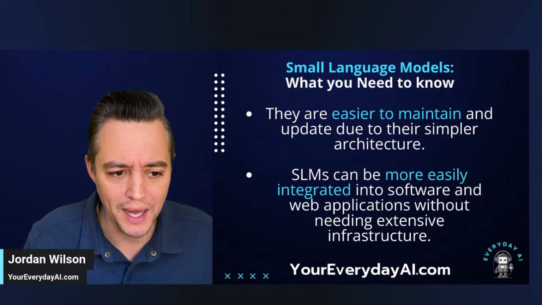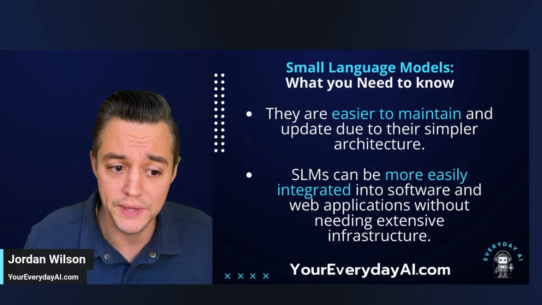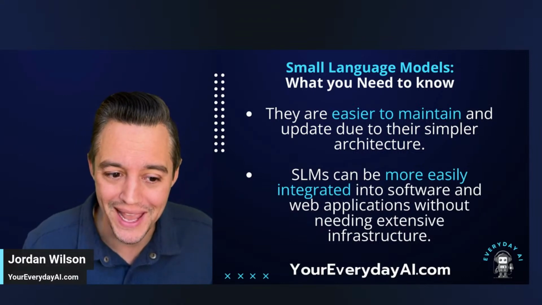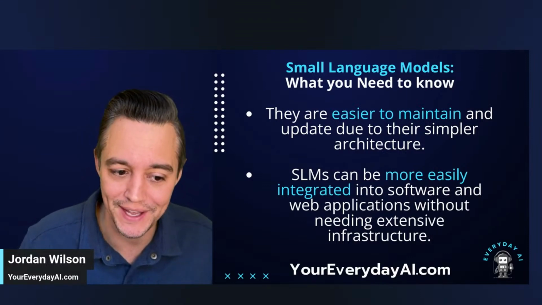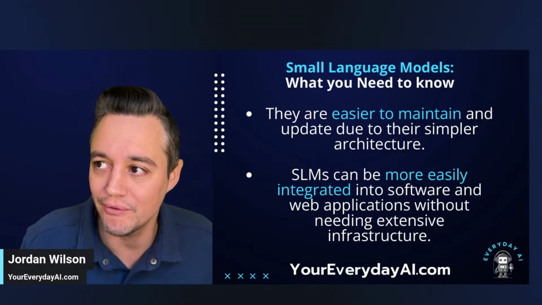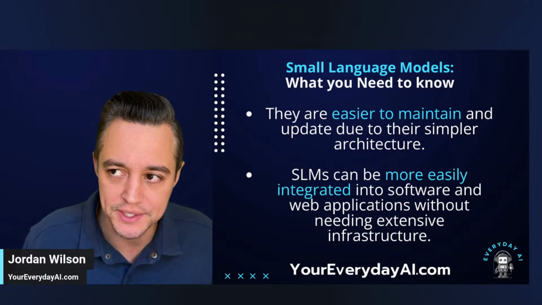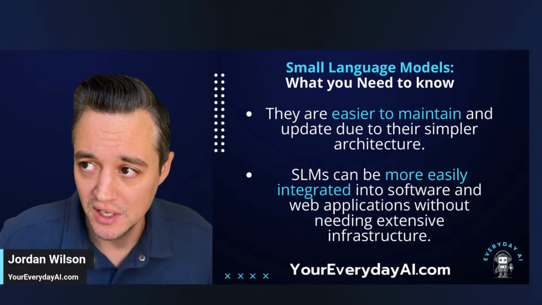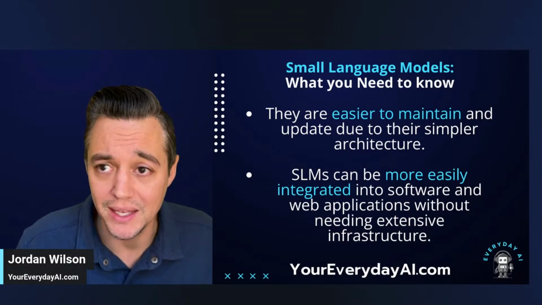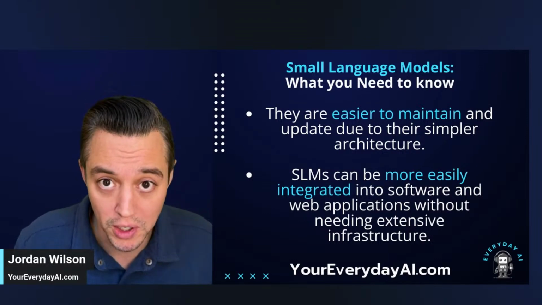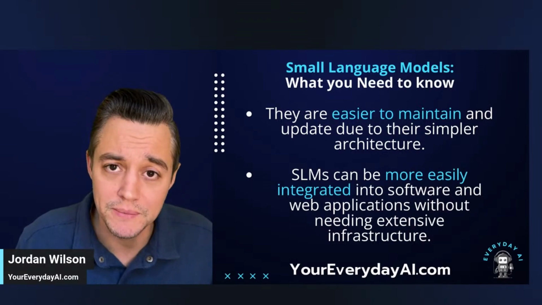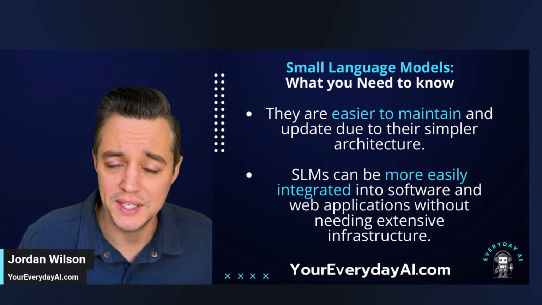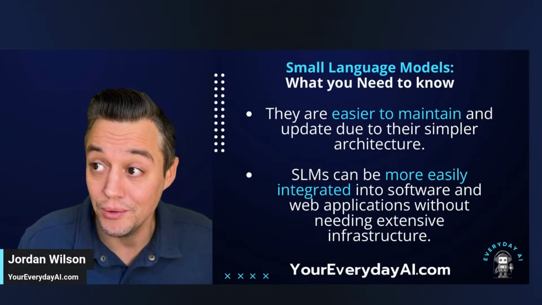So small language models, they're much easier to maintain, obviously, and update due to their simpler architecture. Small language models can also be more easily integrated into software and web applications without needing extensive infrastructure. That's an important one. I think all these different web applications and software early on just jumped on OpenAI's models because their API was good. They've been making it cheaper and cheaper and faster to work with. But I think we're going to see a shift here in 2024, maybe to a lot of these pieces of software, these different web applications, instead using small language models.